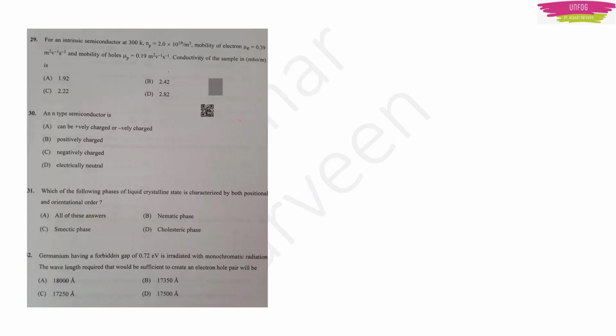Next question. For an intrinsic semiconductor at 300 Kelvin, the number of protons is given, mobility of electron is given, and mobility of holes is given. You have to find the conductivity of the sample in mho per meter. For a semiconductor, the conductivity is equal to Ne into mu E plus mu P, the mobility of electron and hole.